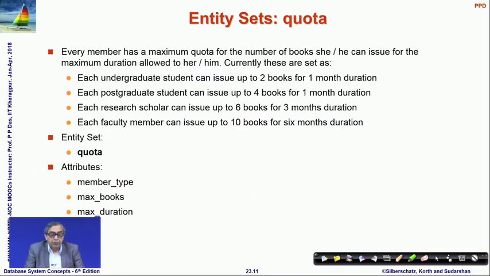The rules have talked about having a quota. Every member, according to their member category, will have a different quota. So quota becomes an entity set. We would like to represent, for each member type, which is a category, the maximum number of books that can be taken and the maximum duration. Let us put the maximum duration in terms of months, and with these 3 attributes we will have an entity set which is quota.